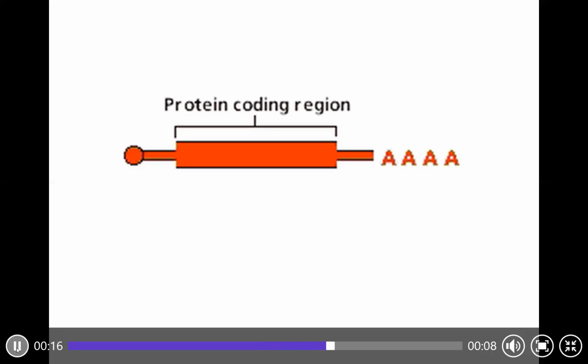Now, the viral genome does not have this. Okay. The prokaryotic genomes, bacteria don't have this either. So the question is, what is the advantage of having this?